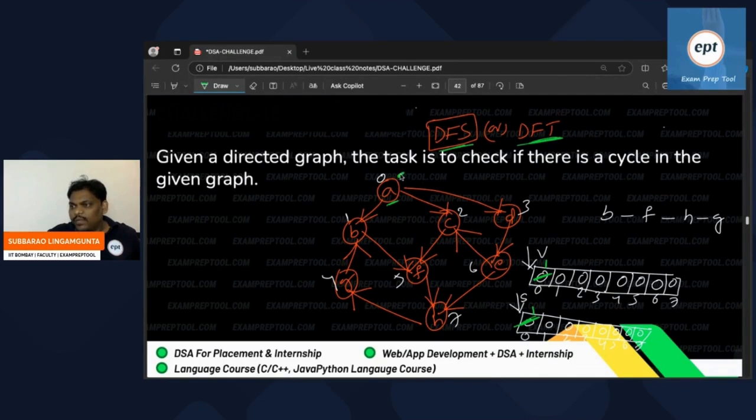Now see this one. I am here. A's adjacent are 3 people. You take any one. Let us assume that I will take A to D. I went to D. So remember, I am at D now. D is not widgeted, because widgeted of D, D means 3, is 0, which means it is not widgeted. It is not widgeted, so you can do DFT from here.